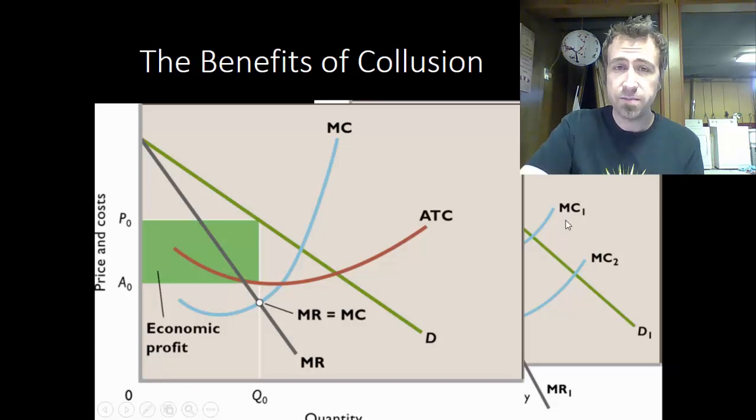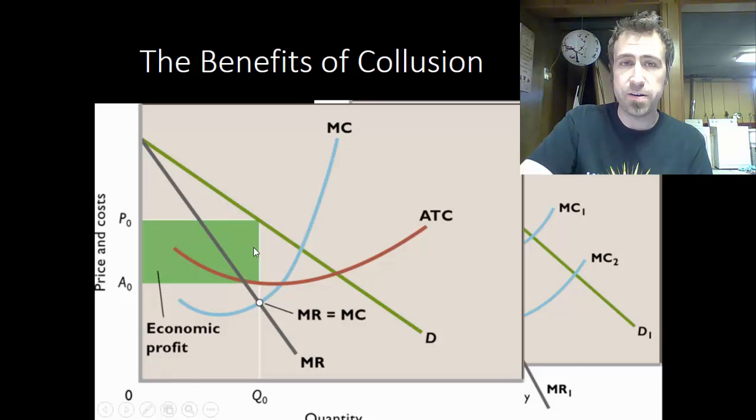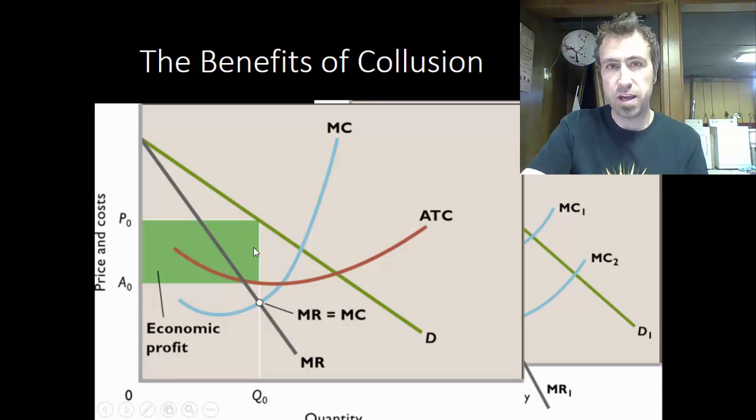Of course, the positive here is that most likely, if there was collusion, it's not likely to last because there's a lot of incentive to break the collusion. So that's a good thing.